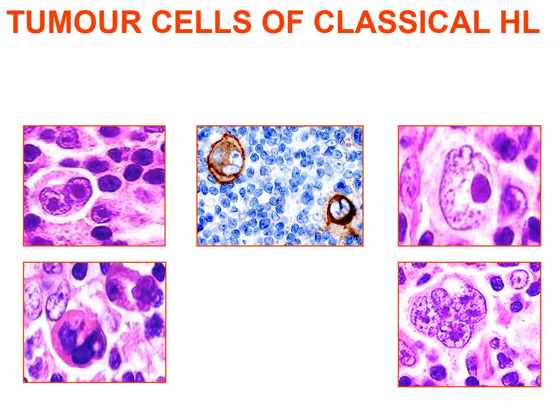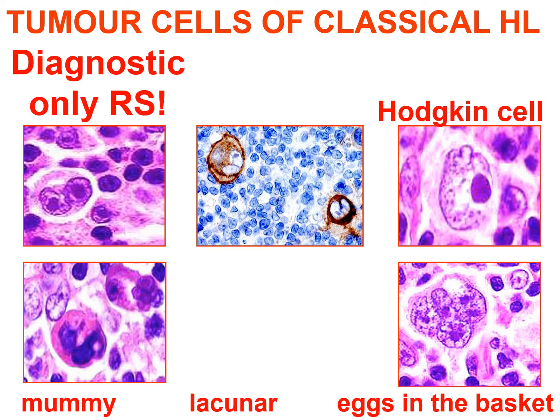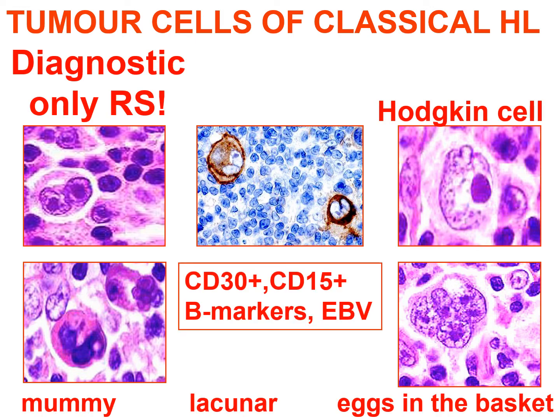Now just recall the morphology of the Reed-Sternberg cell and the presence of these Reed-Sternberg cells in a specific variety of Hodgkin lymphoma. All of these are of the classic variety, and they are associated with CD30, CD15, B cell markers, and in some cases Epstein-Barr virus, LMP or latent membrane protein, is also positive.